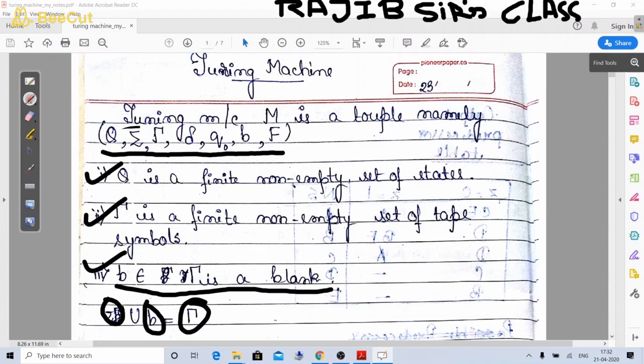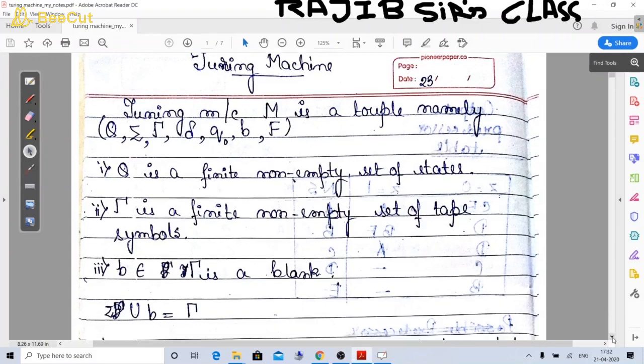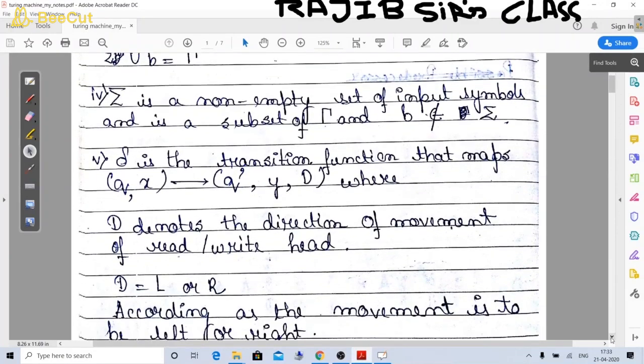Is that clear? That means all the input symbols, that is your sigma, and this blank symbol B, if we union them together, we will get gamma. Other things: delta is the transition function, q0 is the initial state, and sigma is a non-empty set of input symbols.